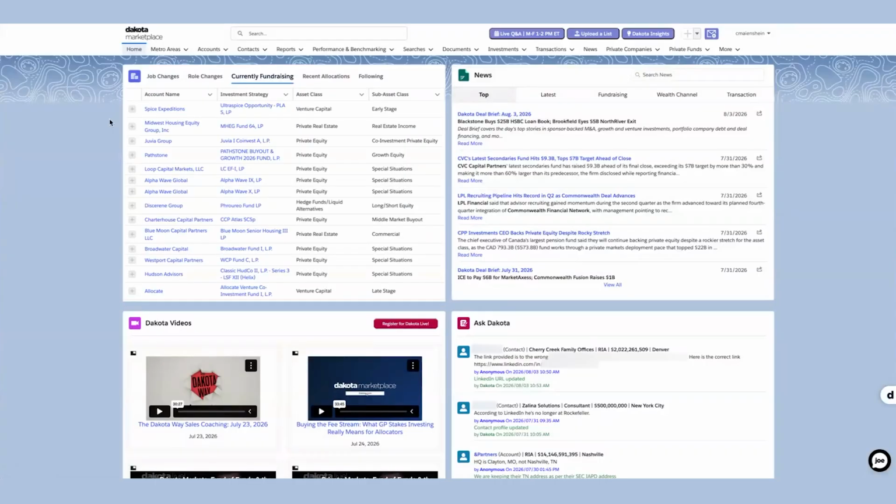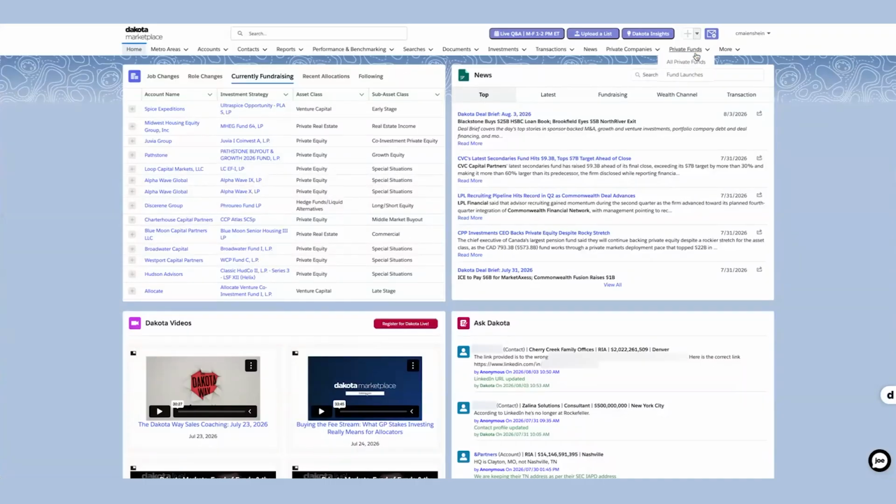On the homepage, navigating to Currently Fundraising presents you with a list of the 14 most recent funds that have been launched in the platform. This will be 14 of the most recent funds launched, along with a breakdown of the account who is raising the fund, the investment strategy to which the fund is tagged, and the asset class and sub-asset class tagged to the strategy.